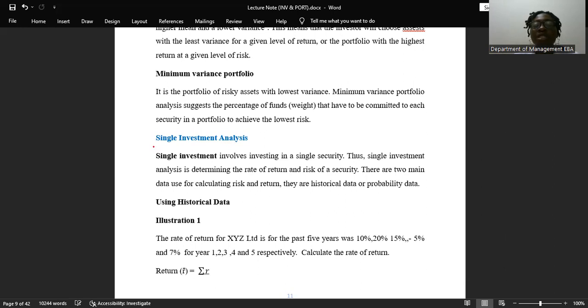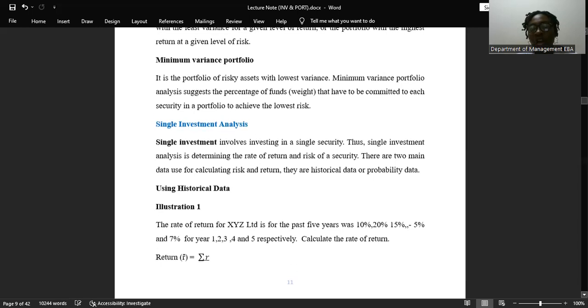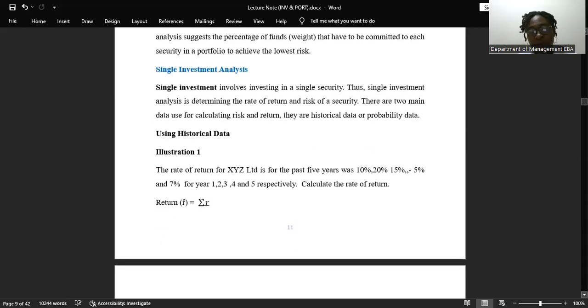Okay. Now we are going to do single investment. When you talk of single investment, that is where you put all your eggs in one basket. So that's when you invest in a single asset. All right.